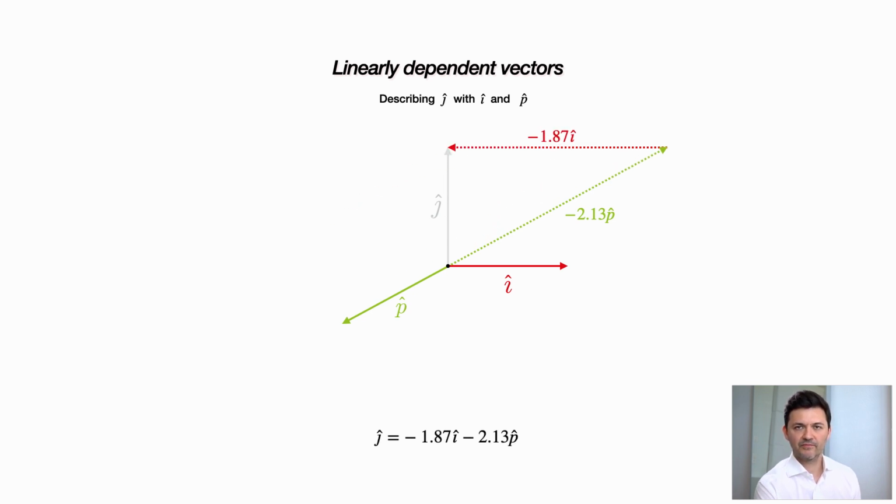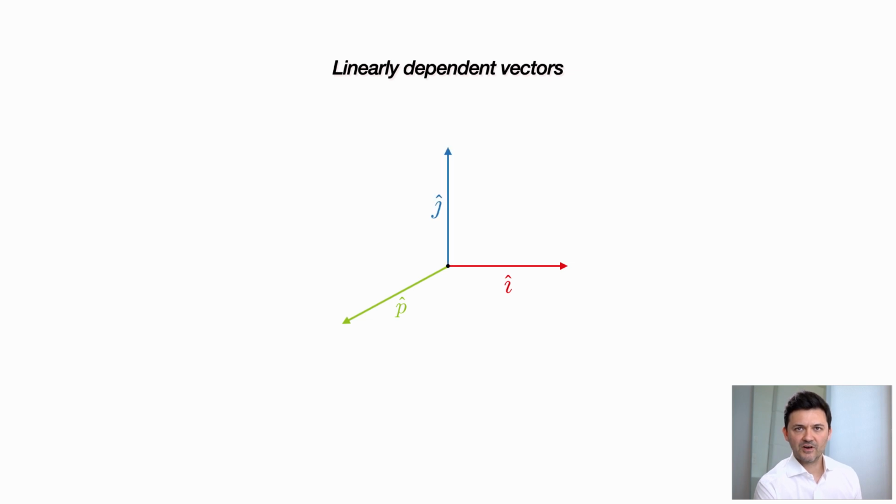And also, I can describe i hat by means of p hat and j hat. I can use negative 1.14 of the p hat and add to it negative 0.52 of the j hat. When I add them, I reconstruct fully i hat. It is very important to realize that any two of these 3 unit vectors can be used to fully describe 2D space. I do not have to use 2 vectors that are orthogonal to each other, and they do not have to be i hat and j hat.